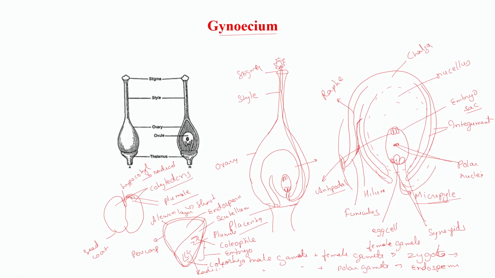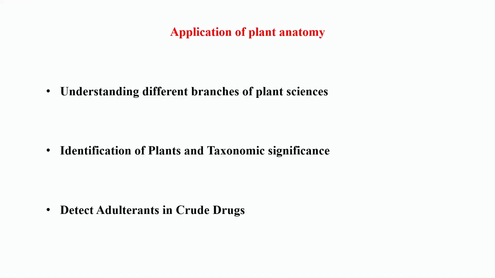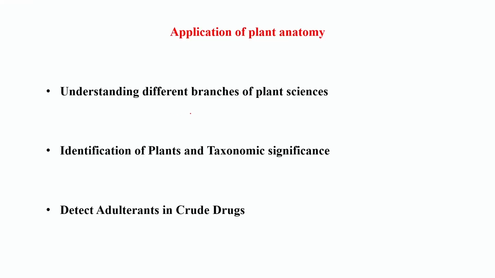Now, in brief, we have tried to understand the anatomy of reproductive structures. Now coming to another important topic which I just want to discuss in the last is the application of plant anatomy. We have studied the different internal structures of plant tissues and organs. This is definitely very important, but there are different areas where you can apply the knowledge of this anatomy, first of all in understanding different branches of plant science.